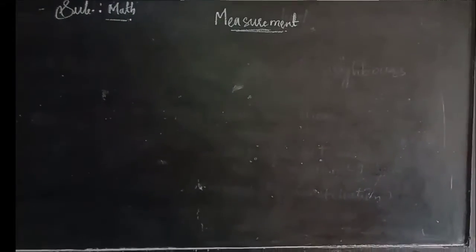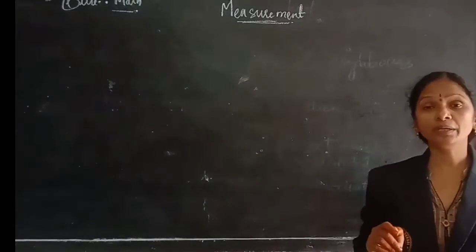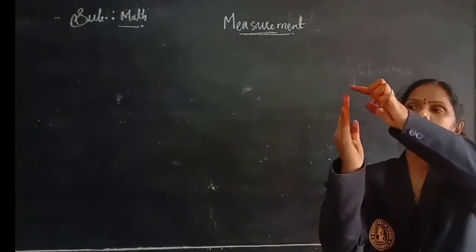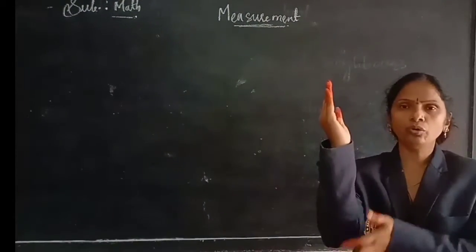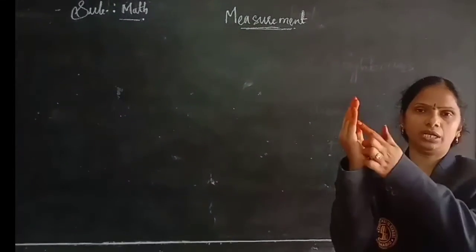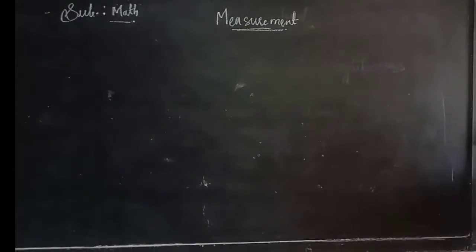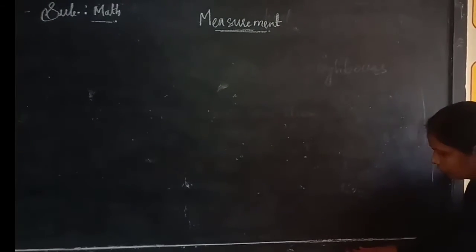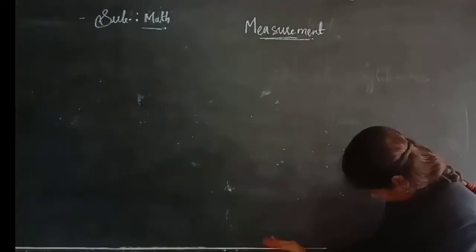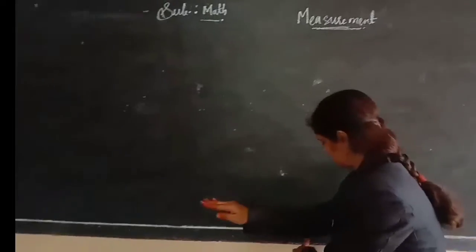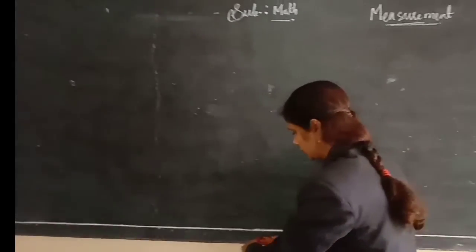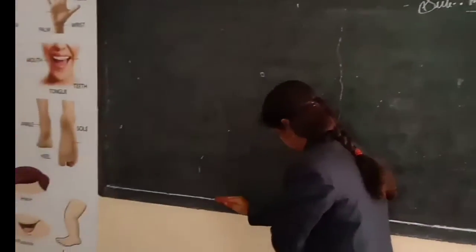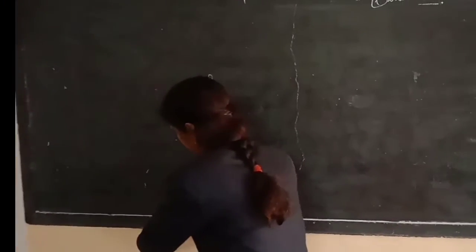Now children, let's measure the board length by the cubit. Cubit means what, children? This is cubit, children. The distance from this elbow to the tip of the finger. Come on, let's count by this. The board is starting from here and I am keeping my elbow here. From here to here, 1 cubit. Here to here, 2 cubits. 3 cubits. 4 cubits. 5 cubits.